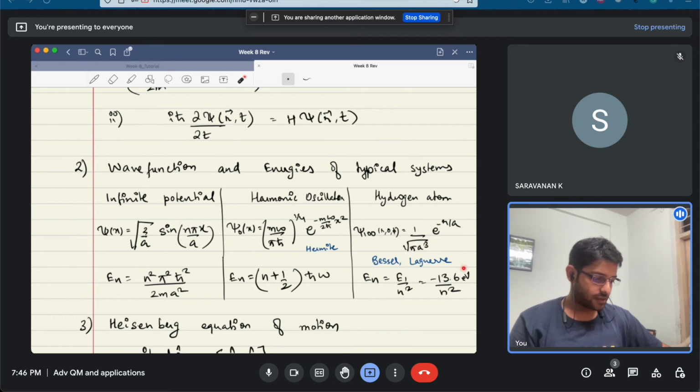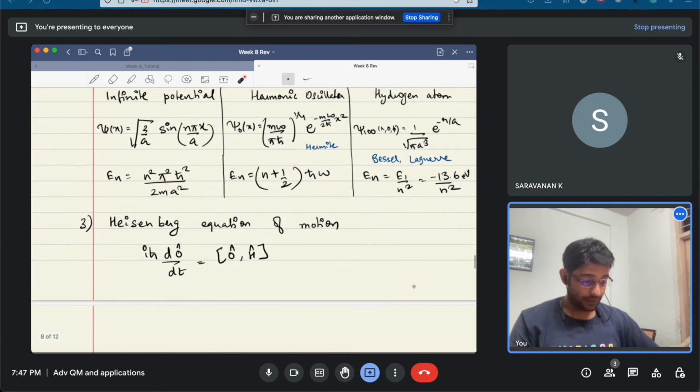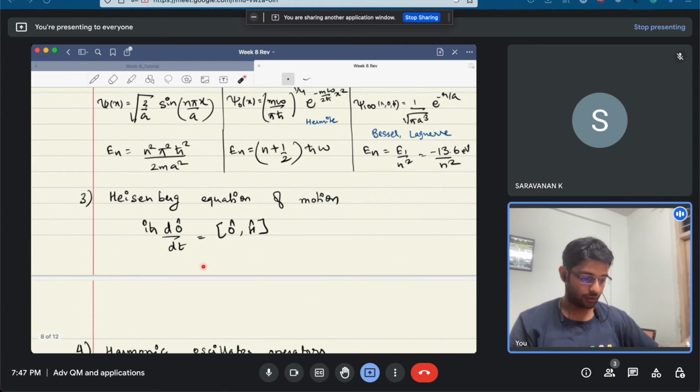And then you have these energy levels for the hydrogen atom. This is what we have learned through high school as well: minus 13.6 by n square. And then this is one of the most important equations, I feel, the Heisenberg equation of motion. If you have any operator and you need to find the time evolution of that operator, this is the equation to go for. Okay, so this is one of the most important equations in quantum mechanics, I feel.